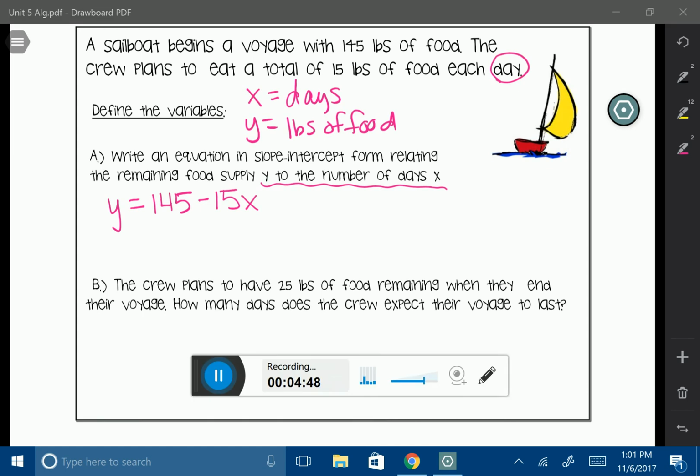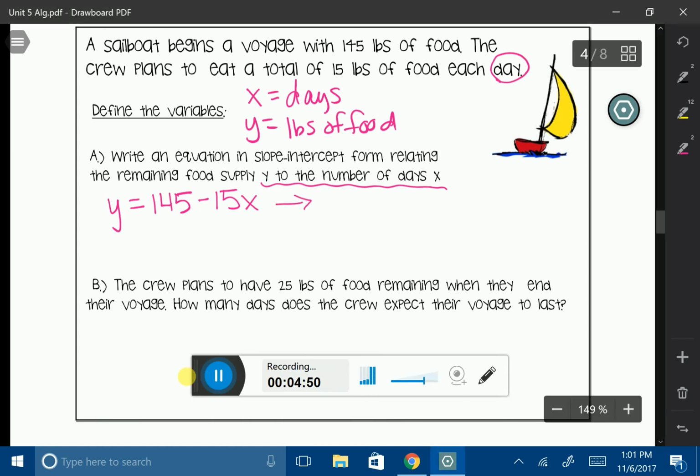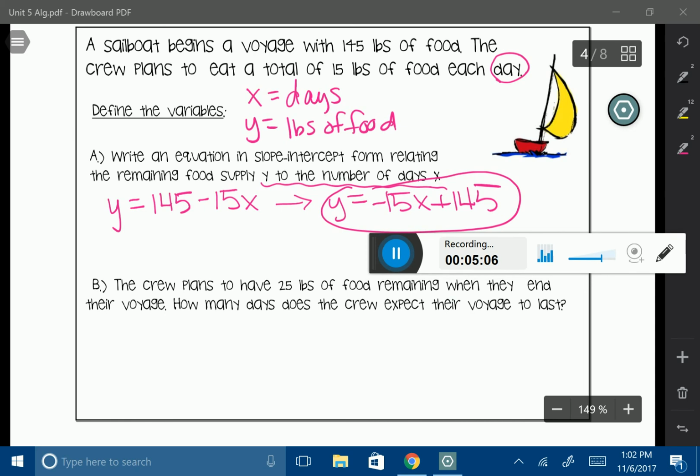But of course, this is not in slope-intercept form, so let's go ahead and write that quickly. So y is equal to negative 15x plus 145. This equation represents the food supply after x days. Okay, now let's answer some questions about this.